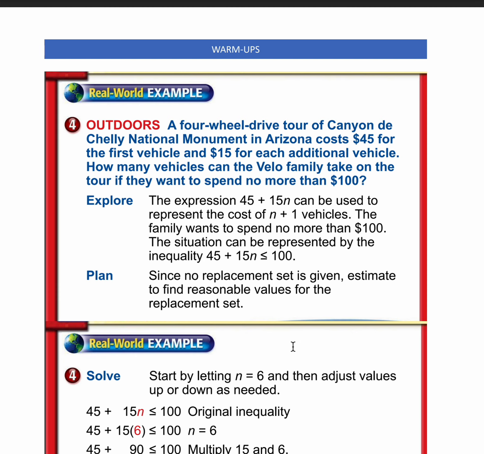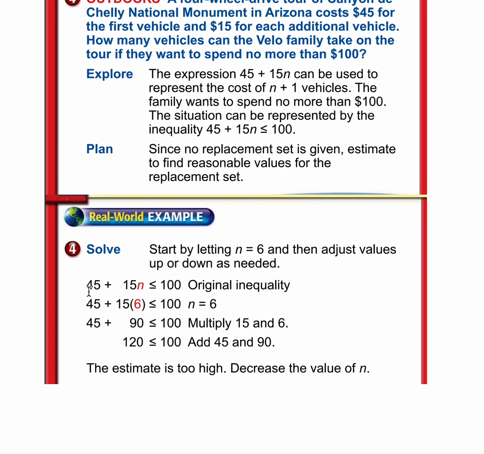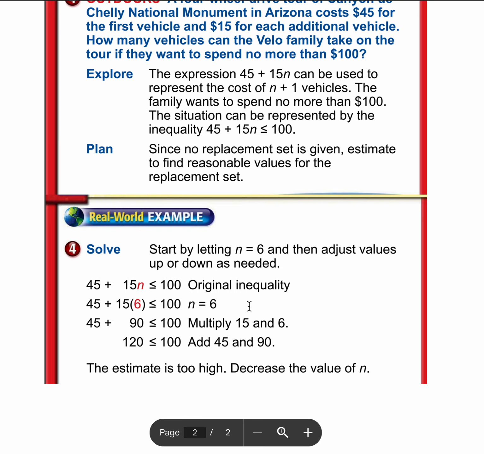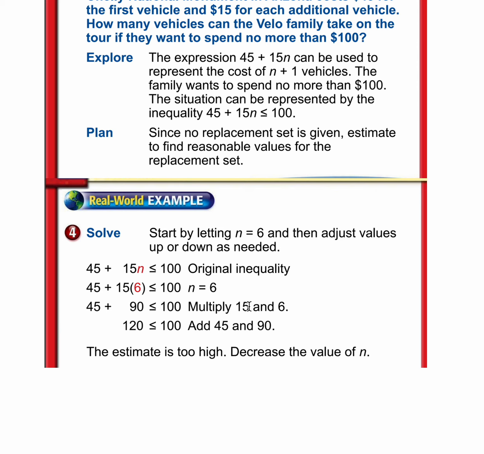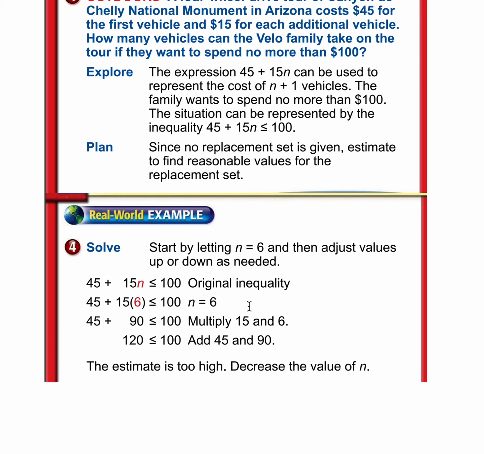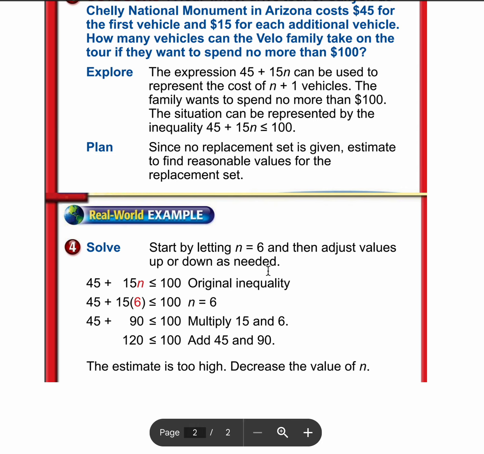So let's just say we start n at 6. You can do guess and check, and you can start with 3. There are no set rules for it. But what happens if you put a bigger number? Let's see the highest and the lowest limits of this question. So let's start with n equals 6 and then adjust the values up or down as needed.